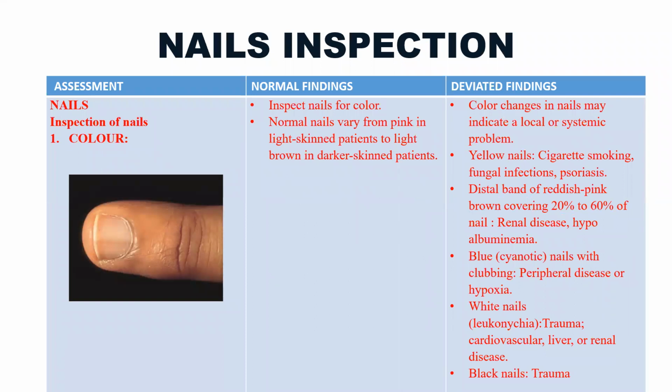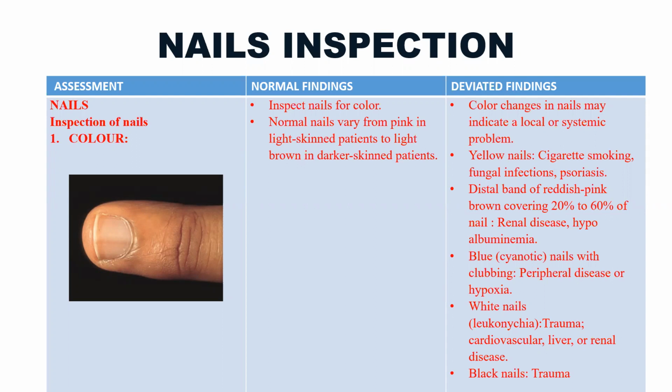So in palpation, we had discussed temperature, moisture, texture, and turgor. Now we'll move on to the nails. First, you will have to inspect the nails for color. What are the normal findings? It might vary from pink in light-skinned persons to brown in dark-skinned persons.